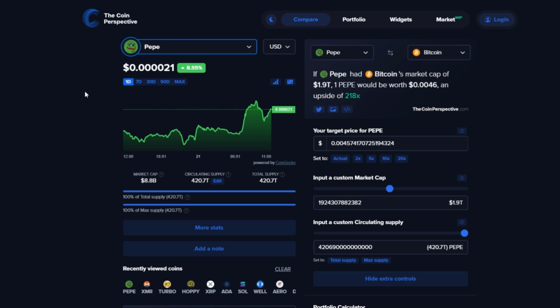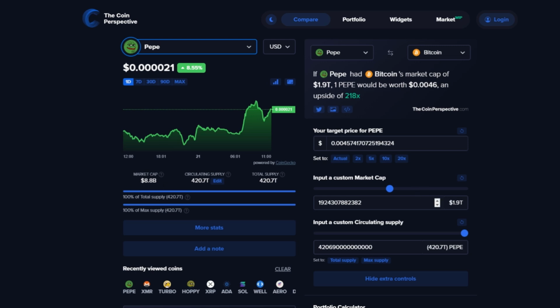Somebody can say, oh my gosh, Pepe is so cheap and Pepe can go to $1. Wow, that would be amazing, and it would be a lot of multipliers. But can Pepe really get to $1 in the next few months? Absolutely not. The market cap of Pepe is $8 billion.